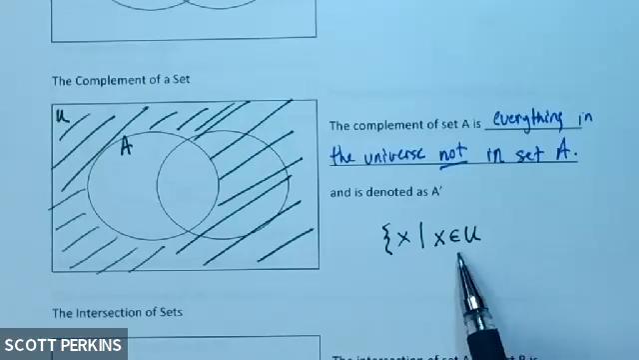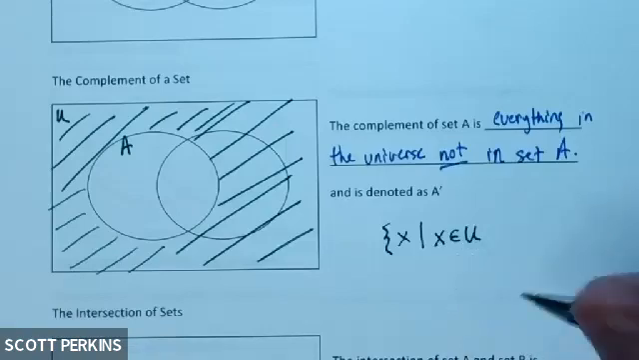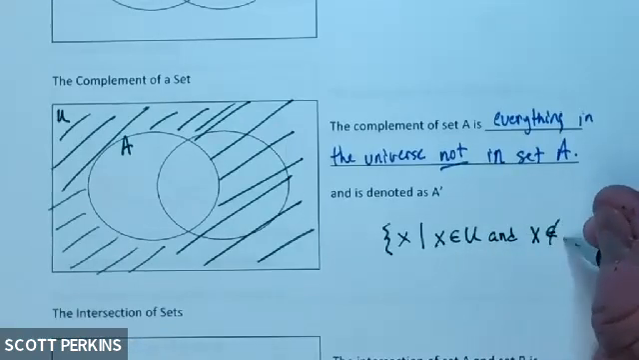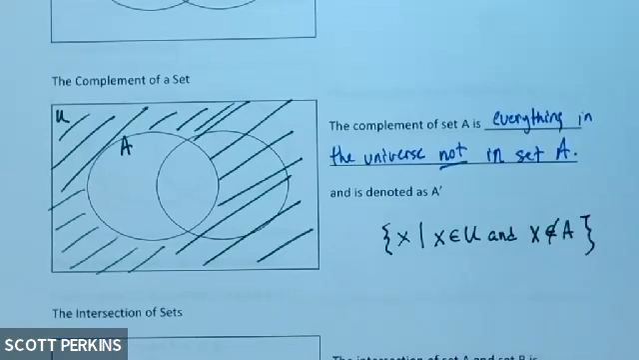Remember this E without the corners, that is element of. So X is an element of the universe and X is not an element of A. And there's the set builder notation for that. Again, I'm not going to quiz you on that. I just want you to see that this tool, this skill that we talked briefly about does have application beyond where we were. You with me so far? The complement is everything in the universe outside of your set.